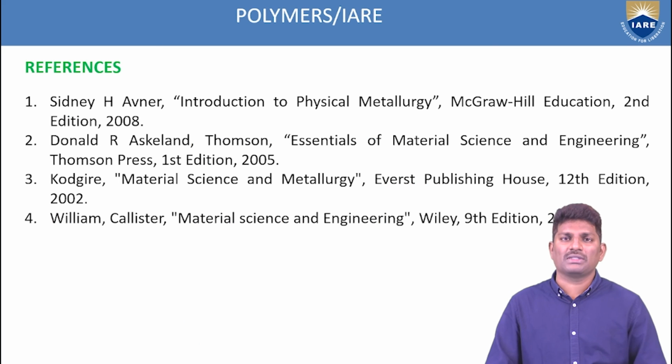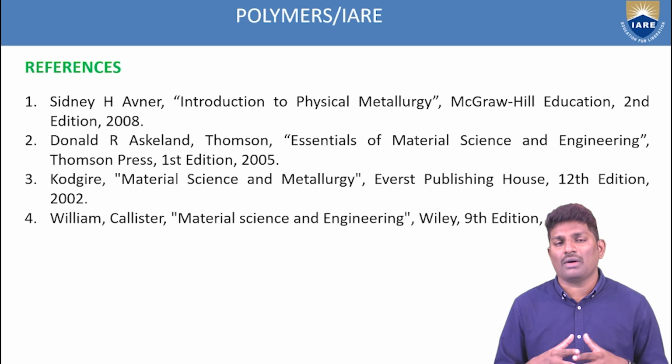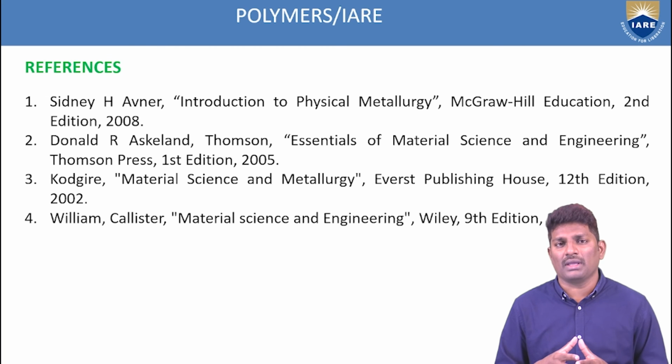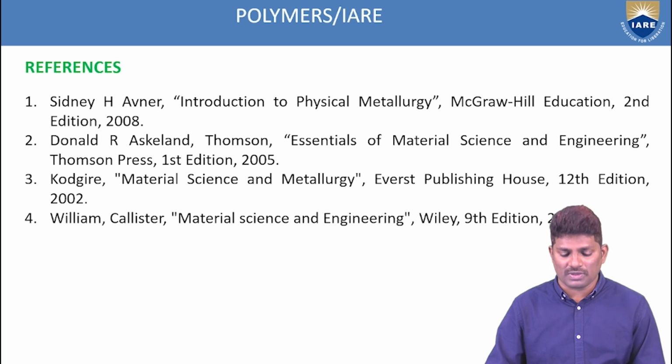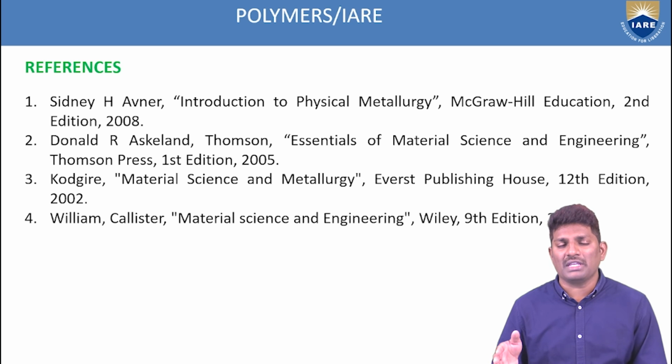And this is about the polymers. If you want to know the basics of polymers, the classification of polymers, how to define polymers, what the different types of polymers are, the structure of a polymer, applications of polymers, and uses of polymers, all these things can be studied from these reference books. The first one is Introduction to Physical Metallurgy, McGraw-Hill, and the second one is Essentials of Material Science and Engineering. The third one is Material Science and Metallurgy, and the fourth one is Material Science and Engineering. These are some of the references where you can find the basics of polymers.